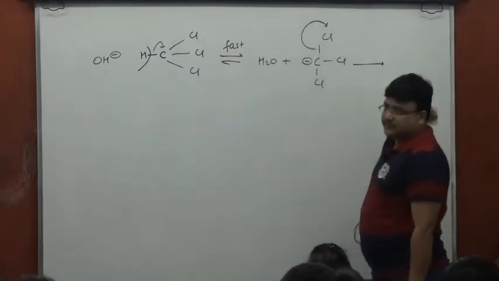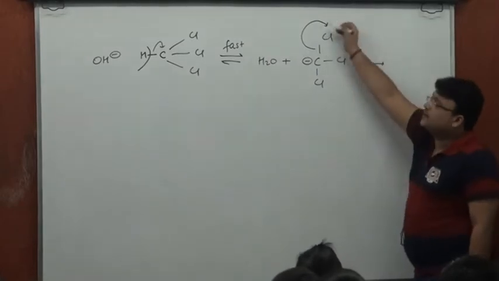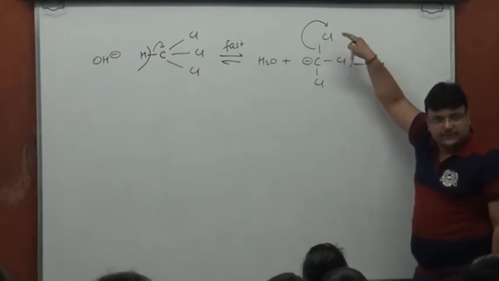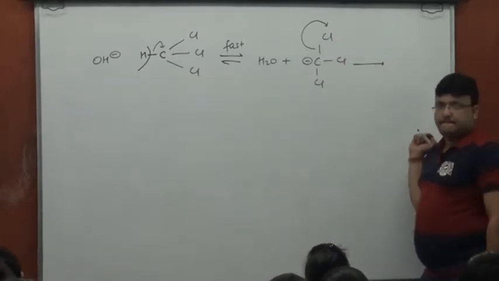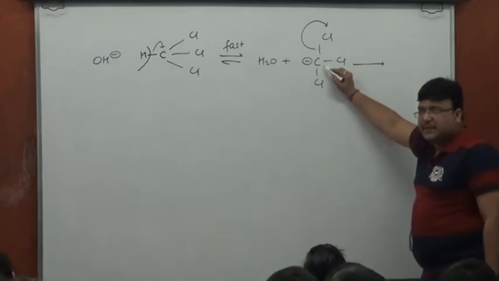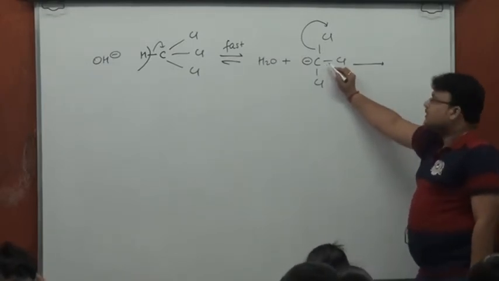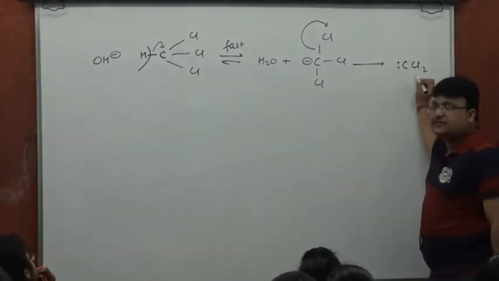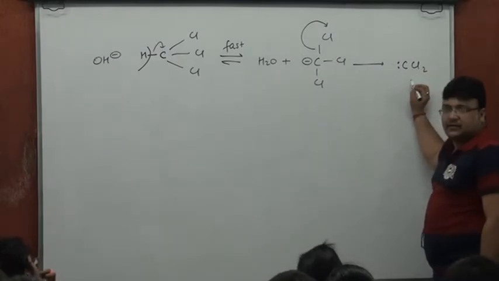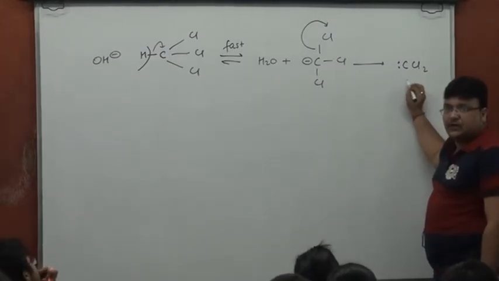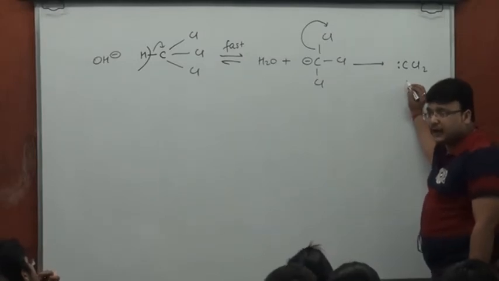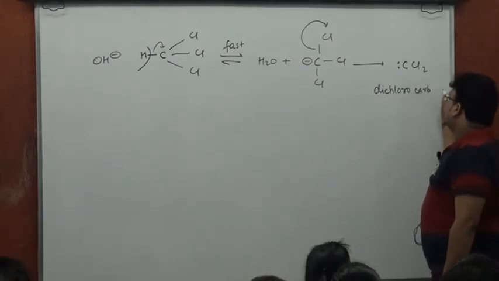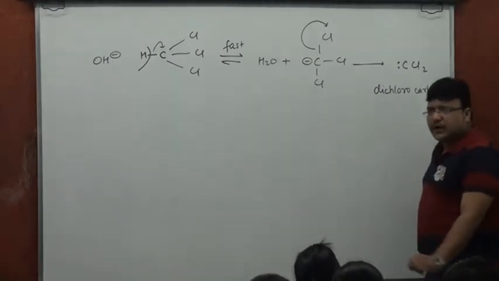It loses Cl minus. Now, as it loses Cl minus, chlorine goes along with the pair of electrons. So carbon becomes neutral now. Now this species, which is CCl2 with a pair of electrons and which is neutral, is called a carbene. Carbon having a pair of electrons which is neutral is called a carbene, and in this case it's called dichlorocarbene. Let's be very particular about it.